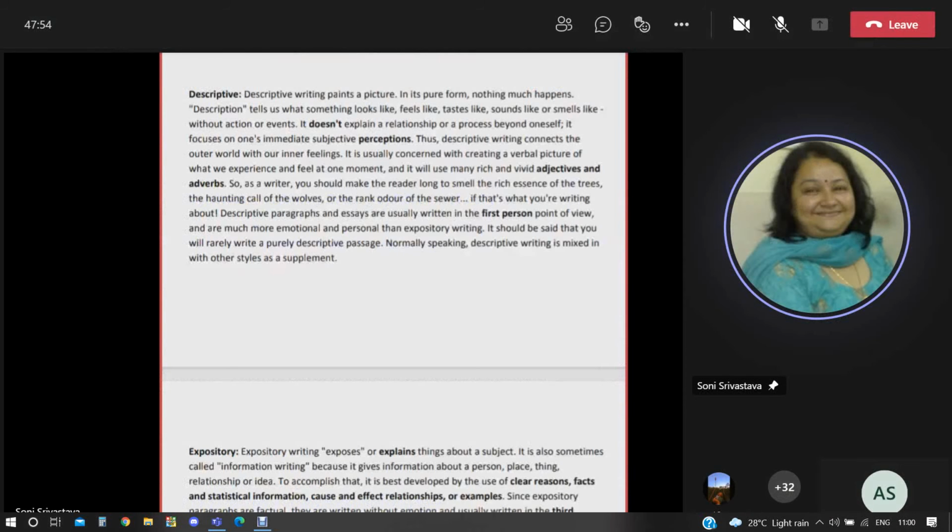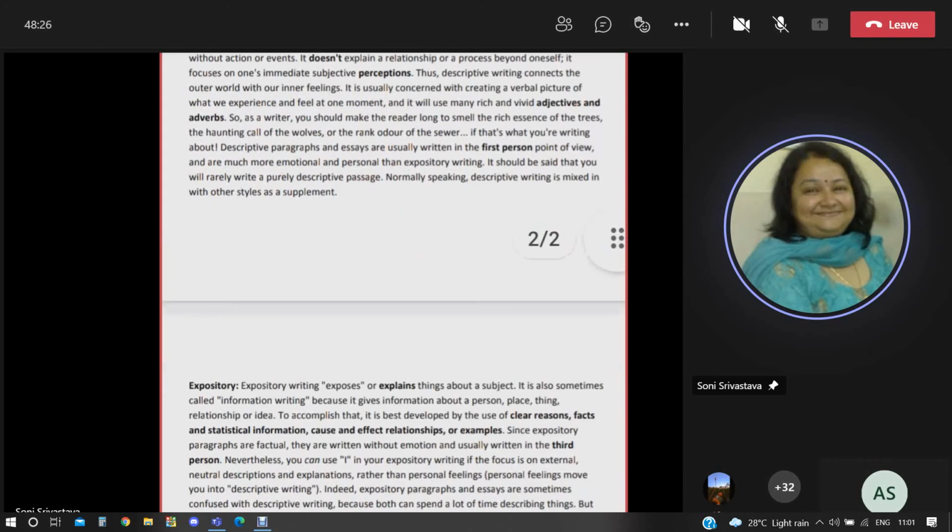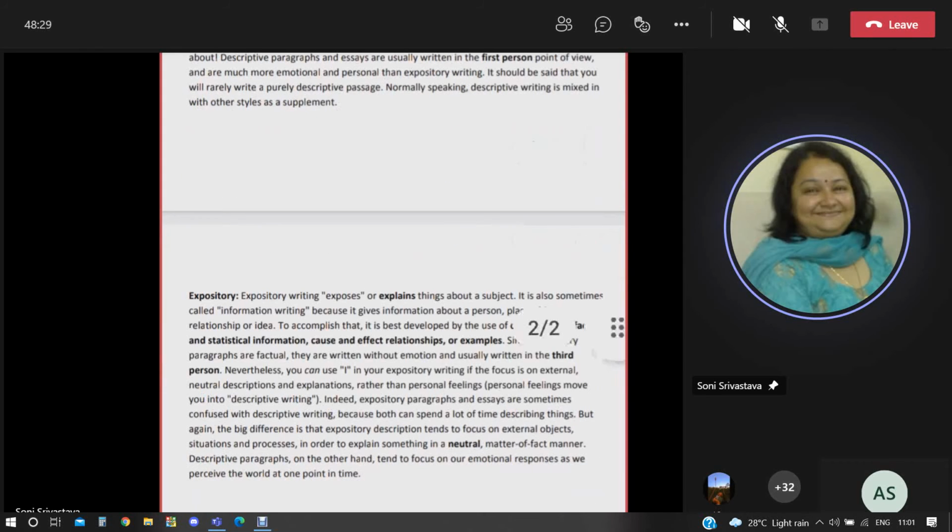Descriptive paragraphs and essays are usually written in the first person point of view. You remember Aram's character. Aram is describing, he's narrating the whole thing, and it is much more emotional and personal than expository writing. It should be said that you will rarely write a purely descriptive passage. Normally speaking, descriptive writing is mixed with other styles as a supplement. So, like I said, you have narrative writing, you have descriptive writing, you have persuasive writing. All can be mingled. It can be together. That is what I'm talking about.